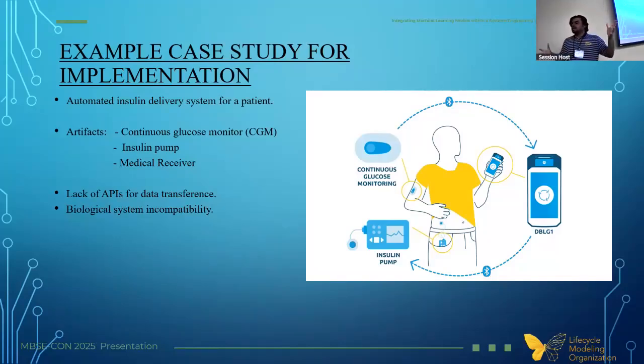So there's a patient who has diabetes. He has a continuous glucose monitor, a CGM, that is hooked onto his body and measures his glucose at 5-minute intervals. Of course, he also has an insulin pump connected to his body, and both of these devices are connected to a mobile app, which is like a medical receiver.